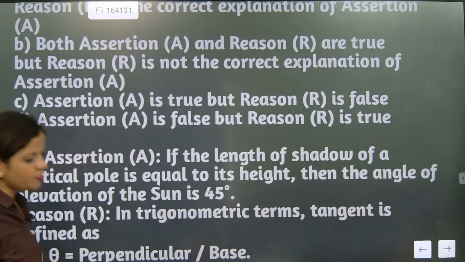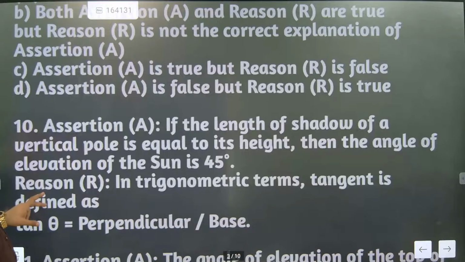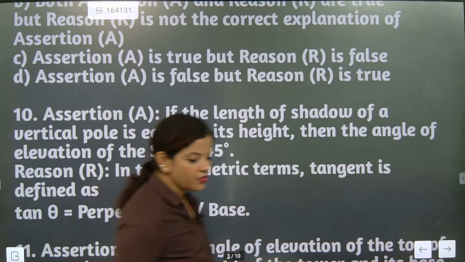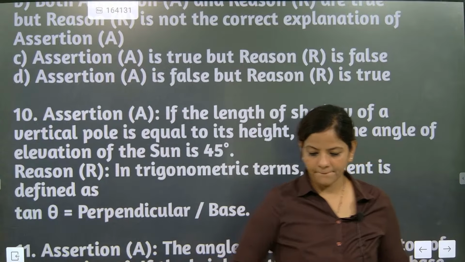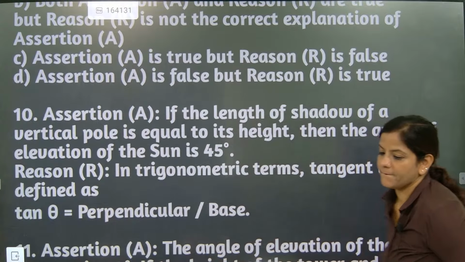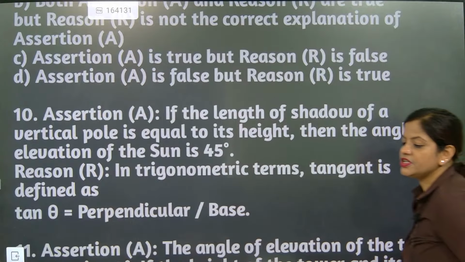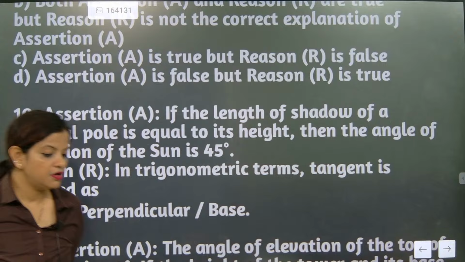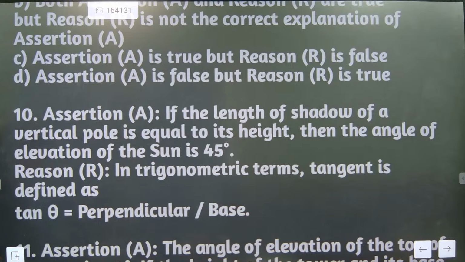Okay, now that is what supports my confusion. And your question number 10 is there. Now you tell the answer. Come on. Question number 10. If the length of the shadow... Naren, B? Without solving, first solve and tell.